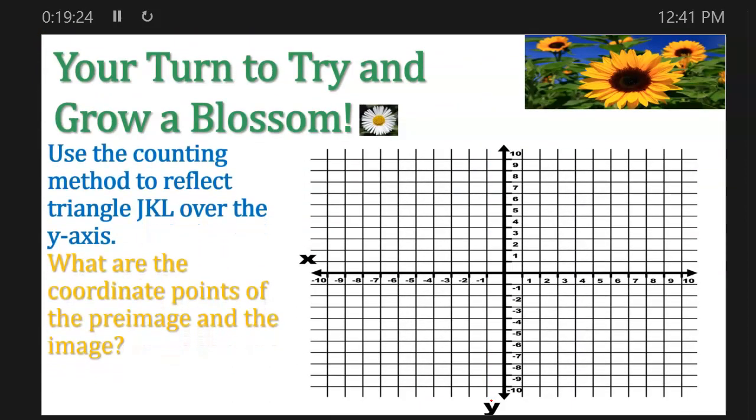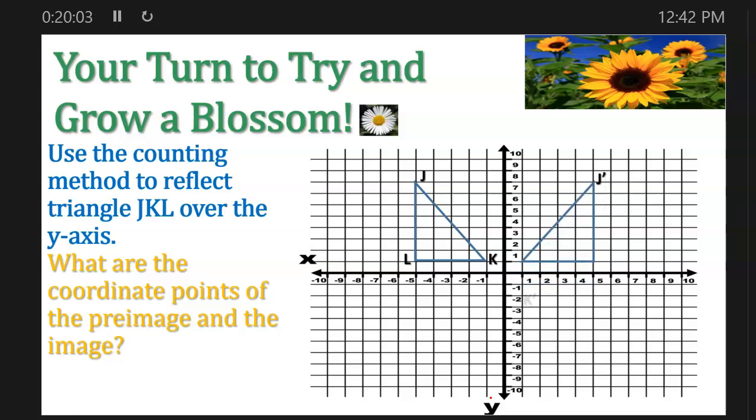Now it's your turn to try and grow a blossom. So use the counting method to reflect this triangle, triangle JKL, over the y-axis. What are the coordinate points of the pre-image and the image? So remember, the pre-image is our triangle JKL there, the original triangle. So you're going to list those points and then list the points that are going to happen after you reflect it over the y-axis. So I'm going to count to 3. You're going to pause and try this on your own. So 1, 2, 3.